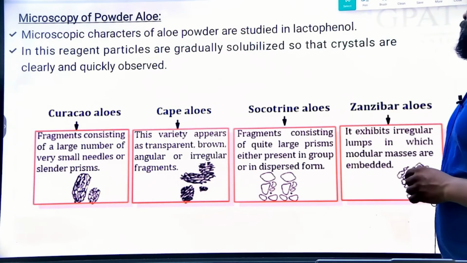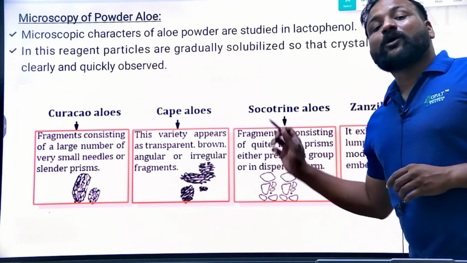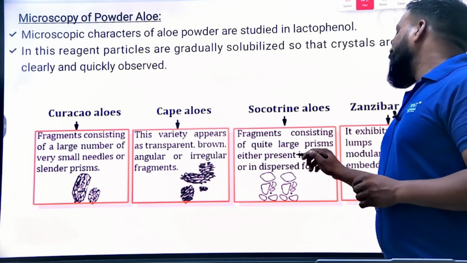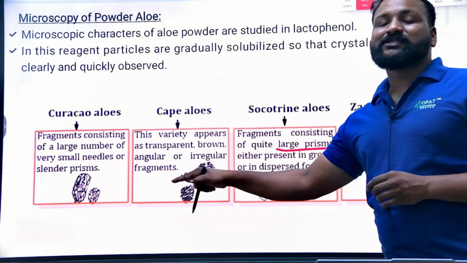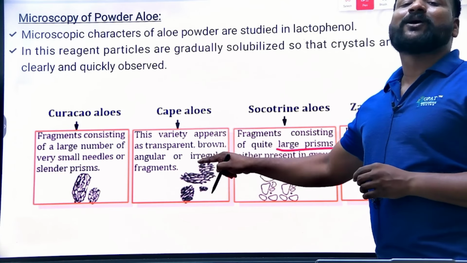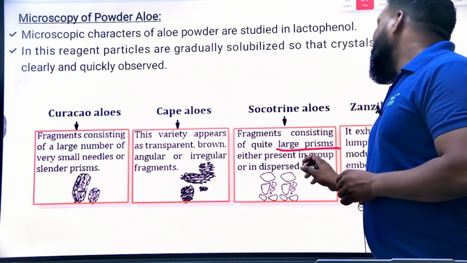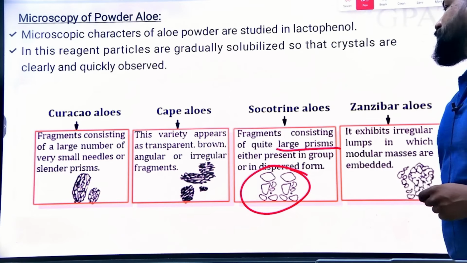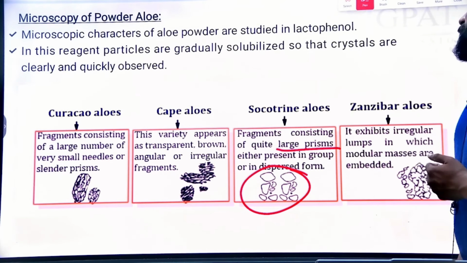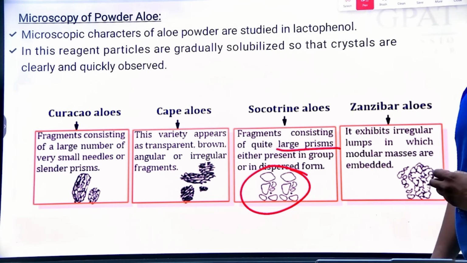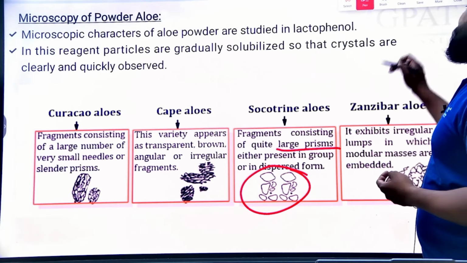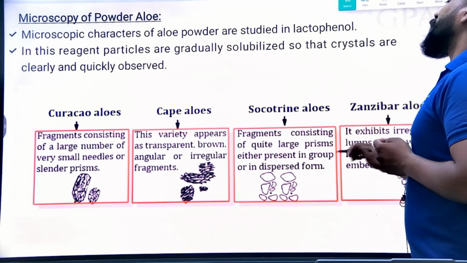Socotrine aloe has large prisms, not needles. You can see here large prisms are there. But in the statement they gave needles. No small needles are there, only large prisms. They contain large prismatic structures. That's the major difference. Yes, statement 3 is wrong. 1 and 2 are right.